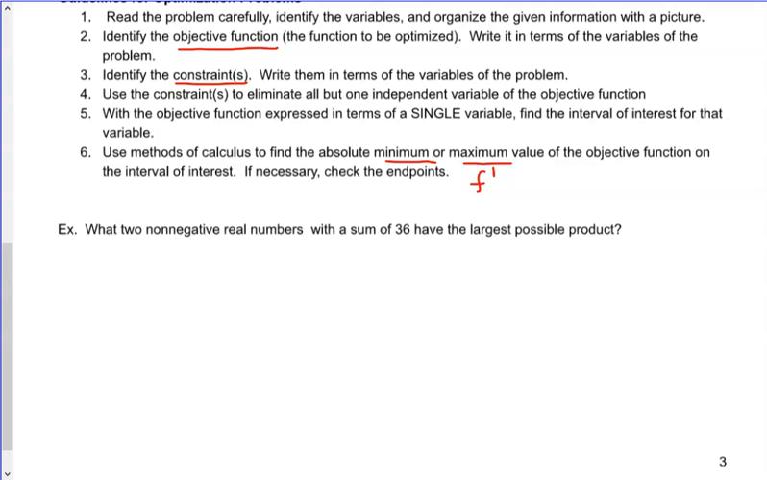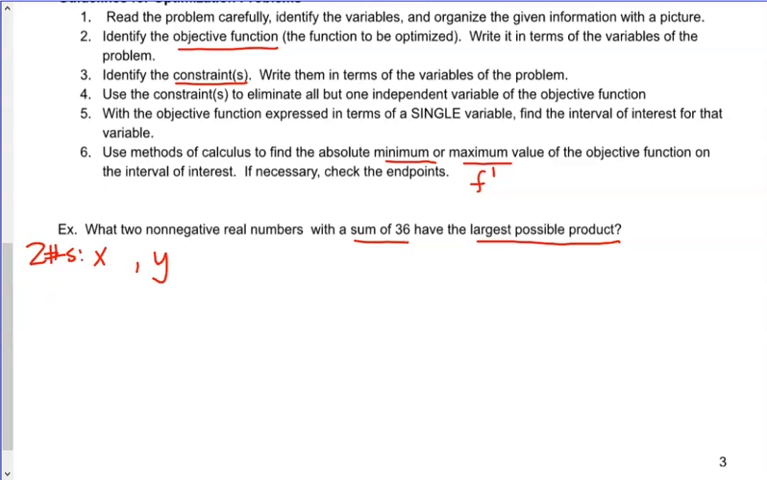So let's look at this first problem here. What two non-negative real numbers with a sum of 36 have the largest possible product? The largest, a maximum possible product. So basically I have two numbers. I'm going to call one of them x and the other one y. Okay, those are my two numbers.